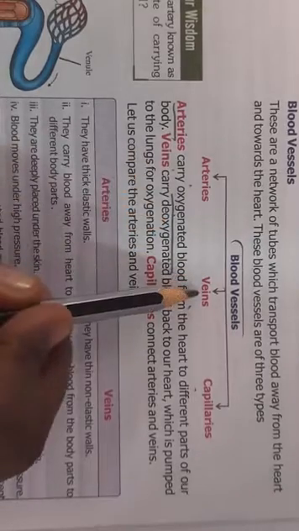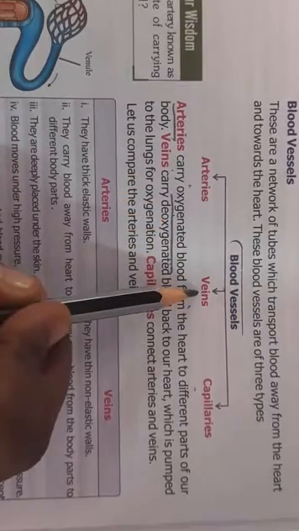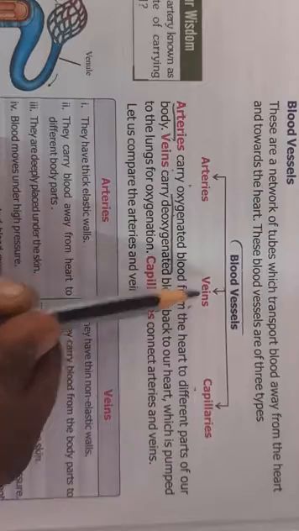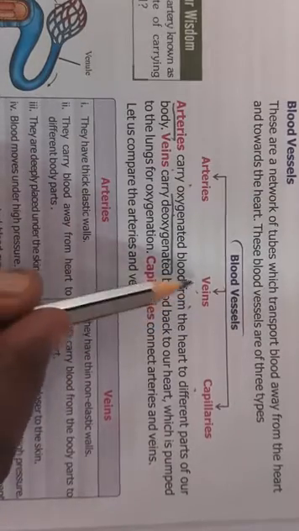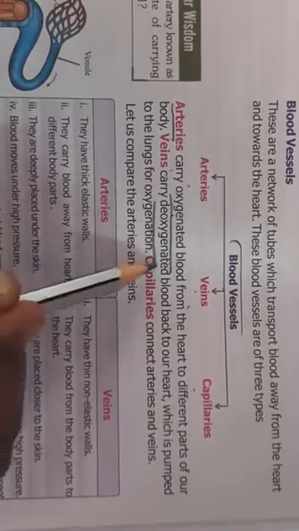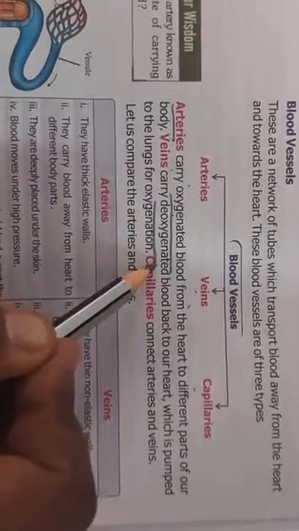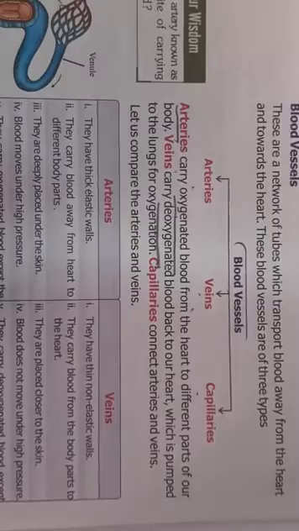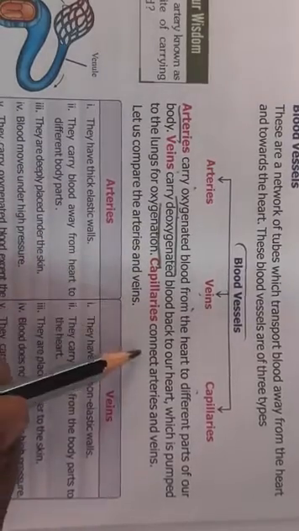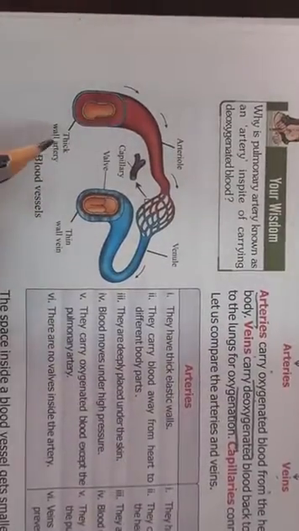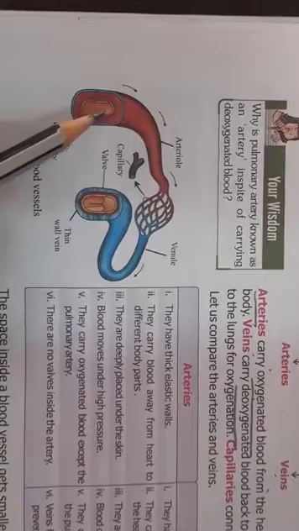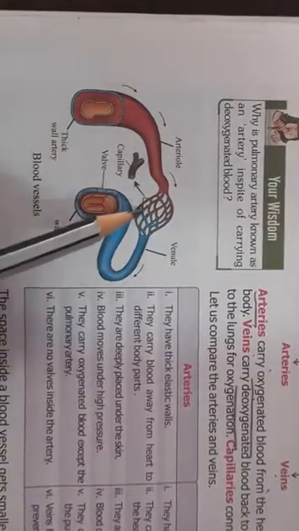Then the second are the veins. They carry deoxygenated blood from all parts of the body to the heart. So what do you mean by deoxygenated blood? Deoxygenated blood means the blood which is rich in carbon dioxide. And capillaries, they connect the arteries and the veins, as you can see here in the figure. These are the blood vessels: the arteries, the veins and the capillaries.